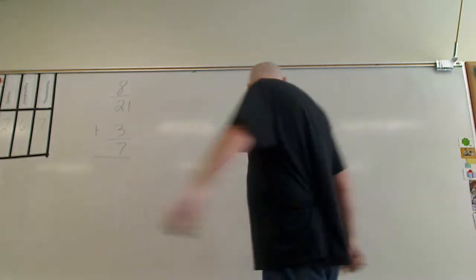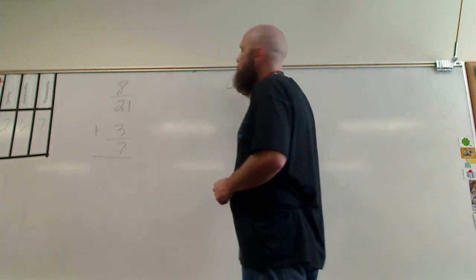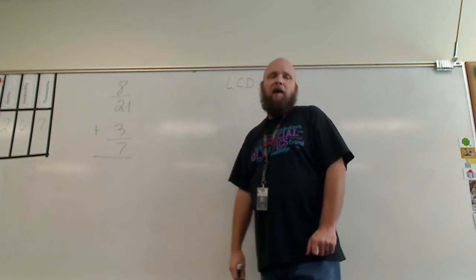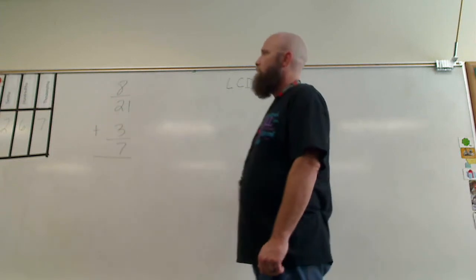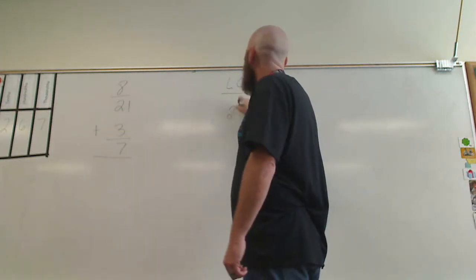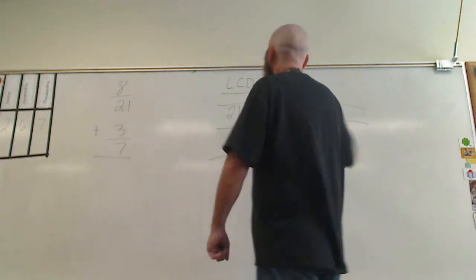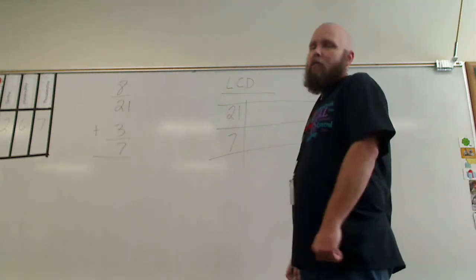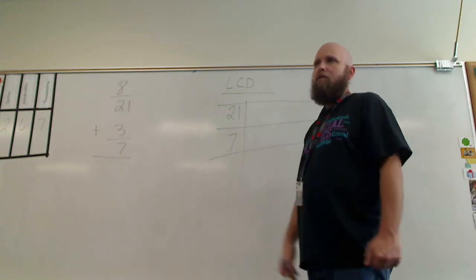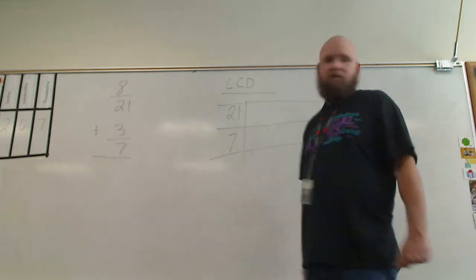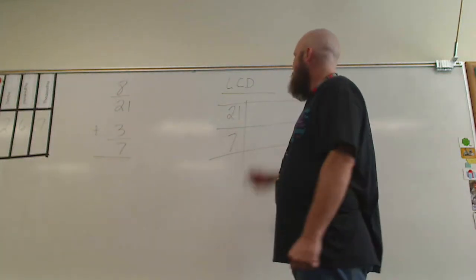Our first step is finding the least common denominator. We take both our denominators, which in this case are 21 and 7, and we're making a mini multiplication chart on how to find the least common multiple, least common denominator, both the same things. So we're going to make this, and we're going to take through each step, each number.